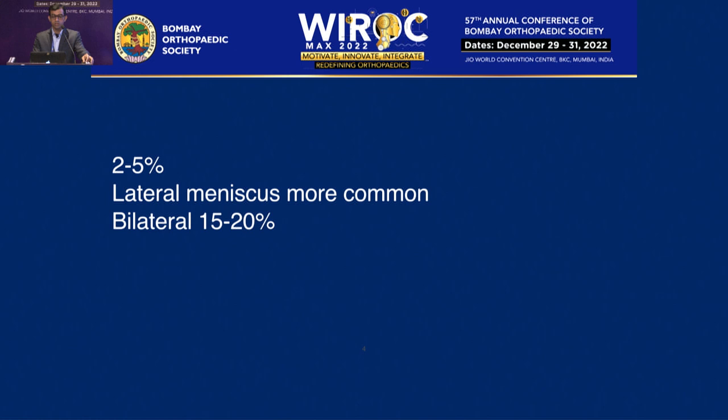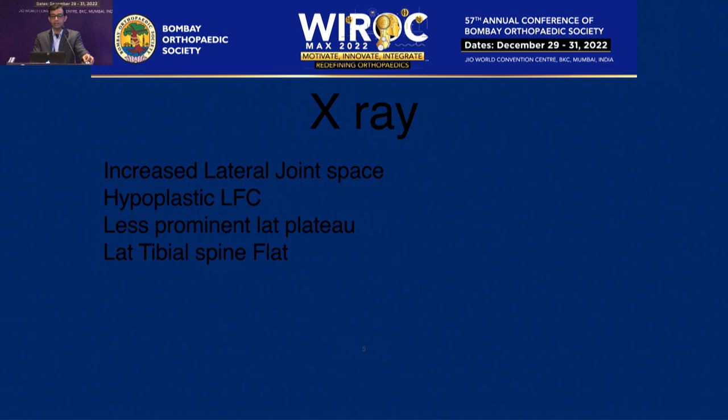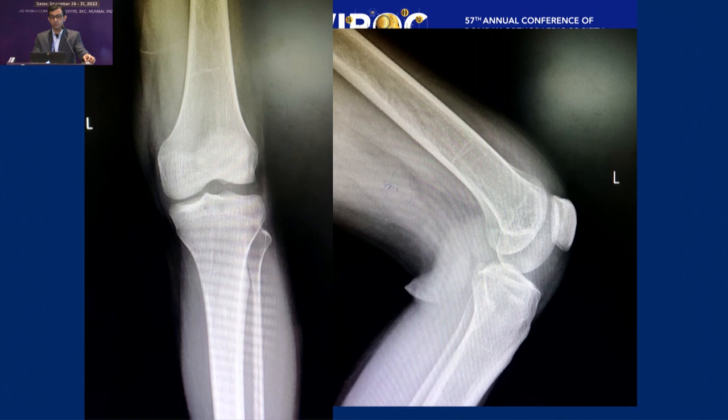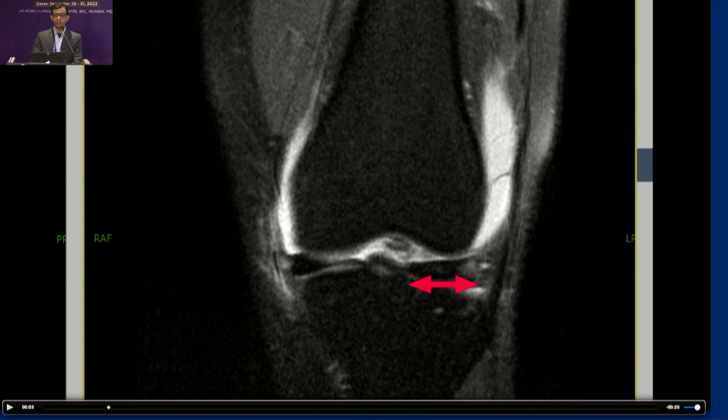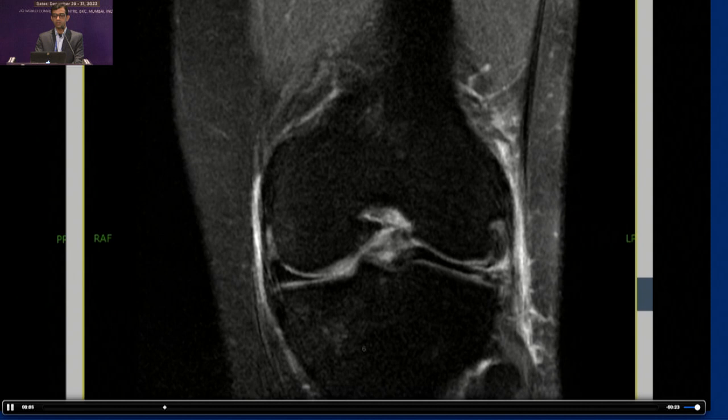So what do we see on X-ray of these patients? There is an increased lateral joint space. You can see hypoplastic lateral femoral condyle. The tibial plateau on the lateral side, which usually is convex, can be flattened, and the tibial spine on that side can be blunted. So these are all telltale signs of discoid meniscus, which are seen on digital X-ray. As you see on MRI, there can be a bow tie sign, and the meniscus occupies almost more than 15% of the area of the lateral tibial space.